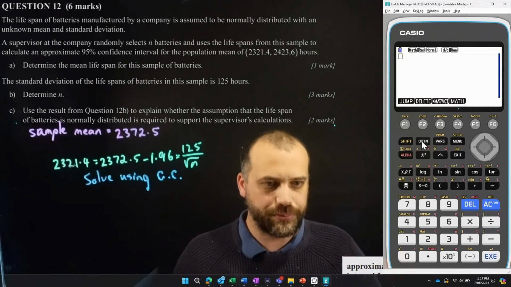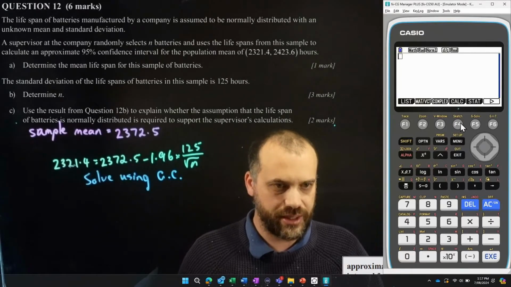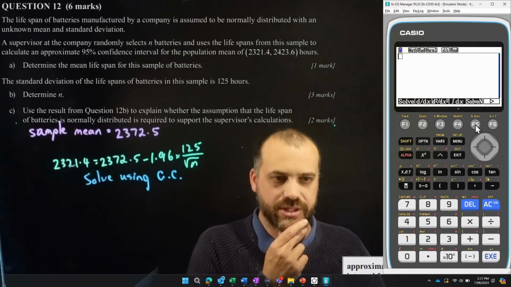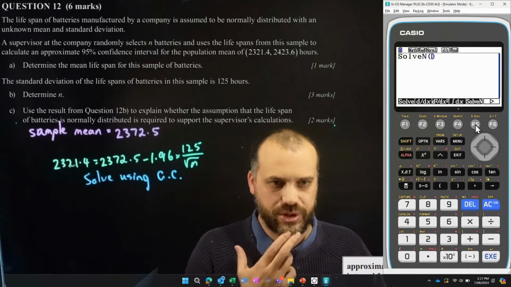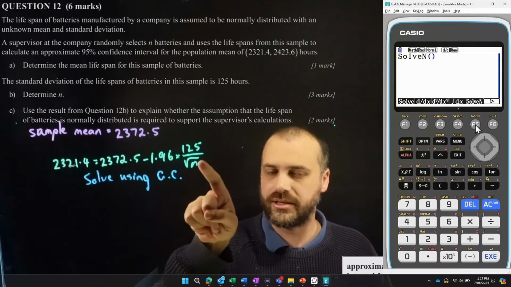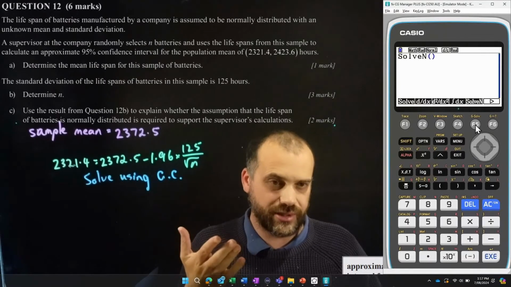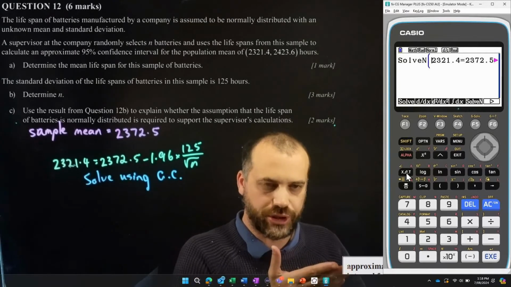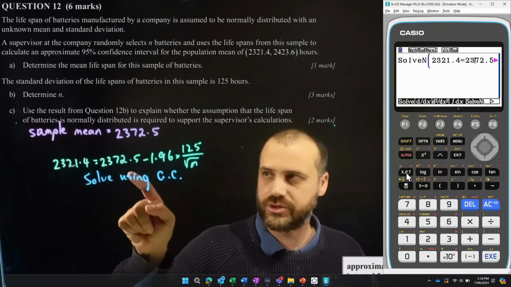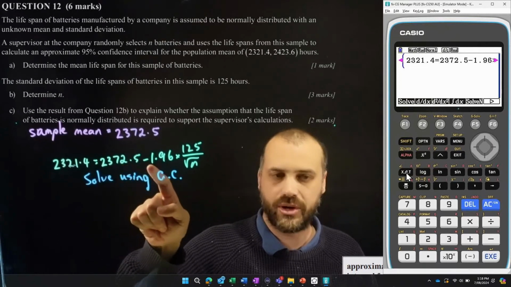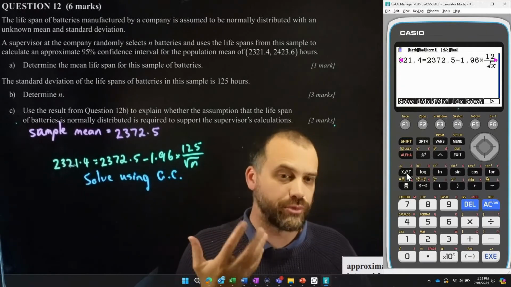We click option if we want to do some kind of calculation. So option and then calculation. And the thing that we're doing is solve n. So we're going to ask it to solve our equation for us. I'll just close up those brackets and then I just type in this whole equation here. Instead of n, I'll write the letter x. Let's just double check that I've done it right. Solve n, 2321.4 equals 2372.5 minus 1.96 times 125 over root x.